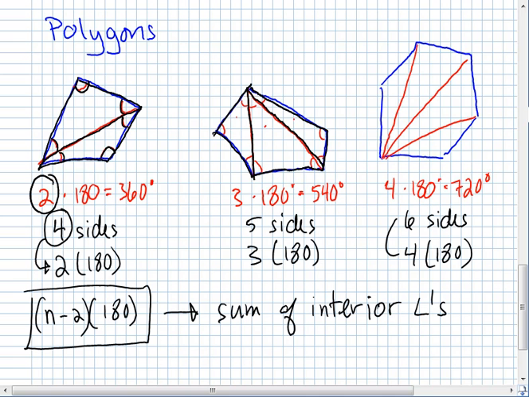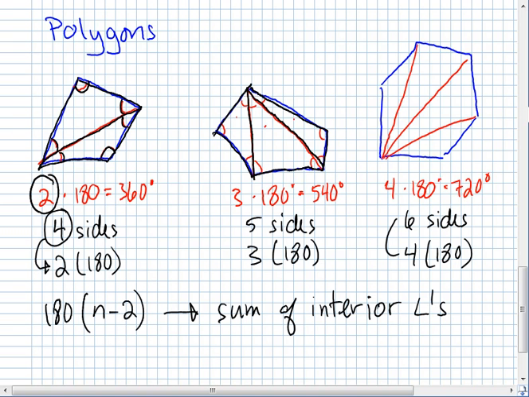The equation that you come up with is a little bit different from what I wrote here. The textbook actually writes it as 180 times (n minus 2). The way I had it was fine as well, but it doesn't really matter. So 180 times (n minus 2) gets you the sum of the interior angles, where n is the number of sides.